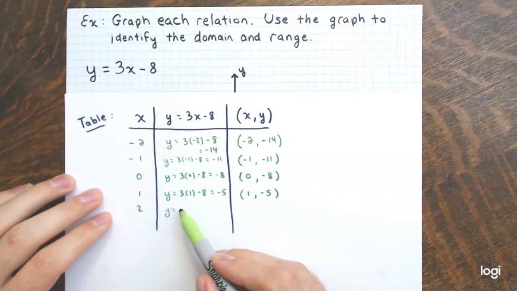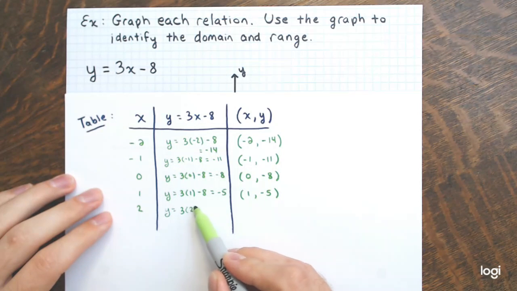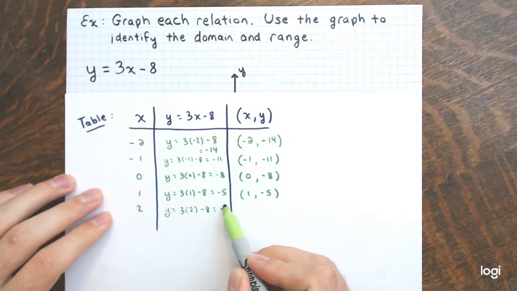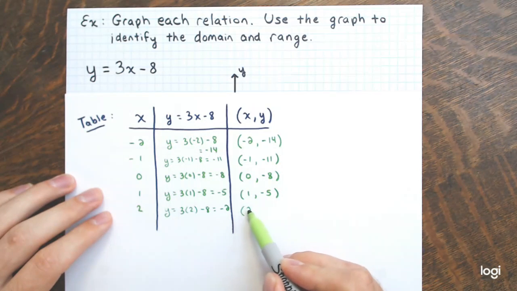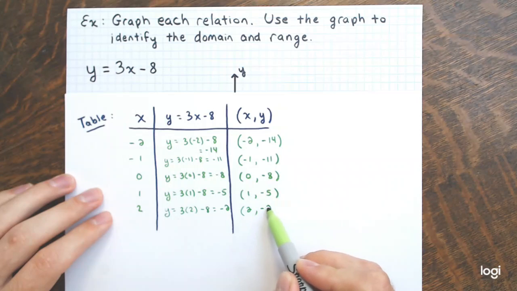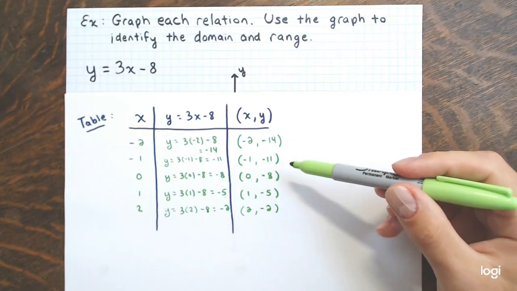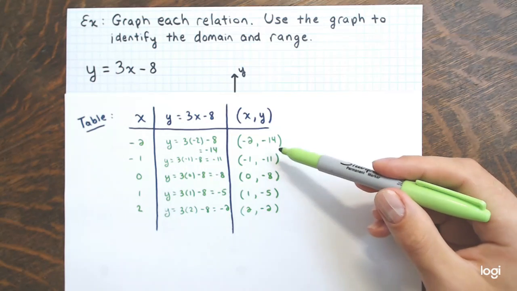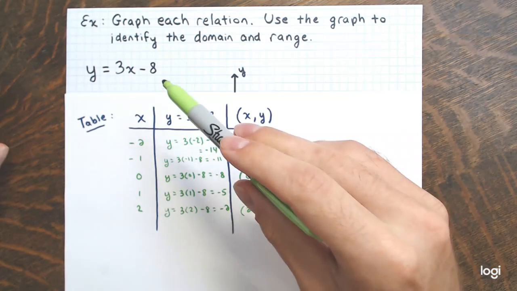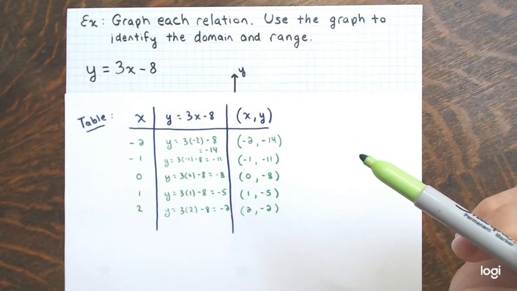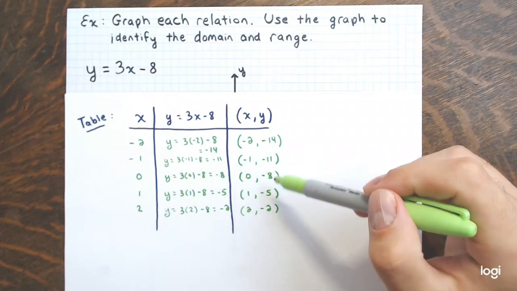And finally, when x equals 2, y equals 3 times 2 minus 8. That's 6 minus 8, -2. Right, so 2 for the x, comma, -2 for the y. And there's another solution. Now, I could do this all day long. Right? This is only 5 solutions to this equation. These are only 5 ordered pairs that belong to this relationship. But there are infinitely many.